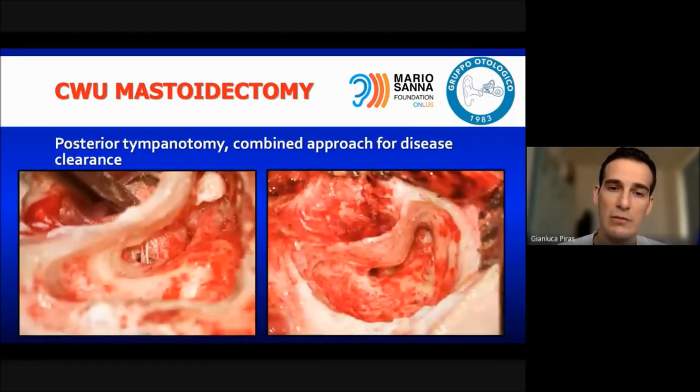And then you proceed both with the atticotomy, here the incus is not present anymore, and the posterior tympanotomy. Always keep in mind where the facial nerve runs, and you know, because you know where the lateral semicircular canal is, you know where the chorda tympani is, you knew where the incus was, so you know where to perform the posterior tympanotomy. In this way you can have complete control of the posterior mesotympanic area.